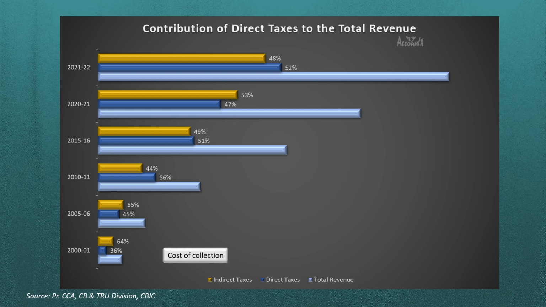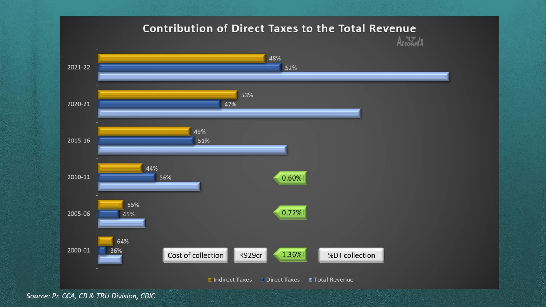During financial year 2000-2001, the Income Tax Department has spent about 929 crore towards cost of collection. Now this as a percentage of direct tax collection would come to about 1.36%. That means in order to collect 36% of the total revenue, the Income Tax Department has spent about 1.36% towards cost of collection. Then during financial year 2005-06, this has reduced to 0.72%.